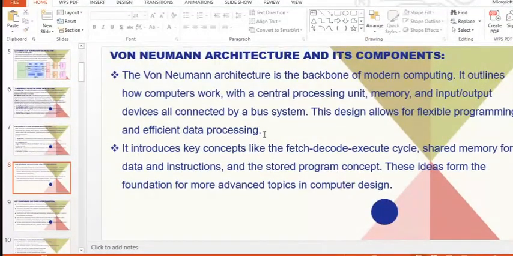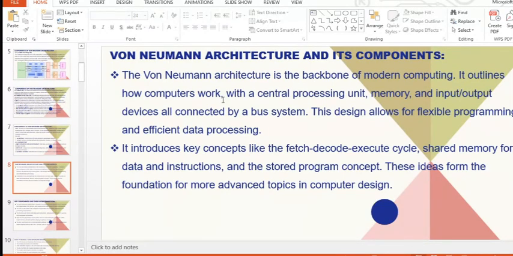Here, of course, we are mentioning the von Neumann architecture, which is one of the key concepts for storing both programs, instructions, and data within the computer system. One of the things you need to understand is that the von Neumann architecture is the backbone of modern computing systems.